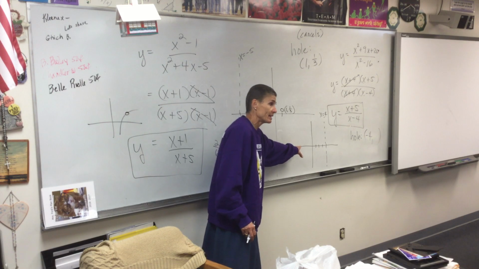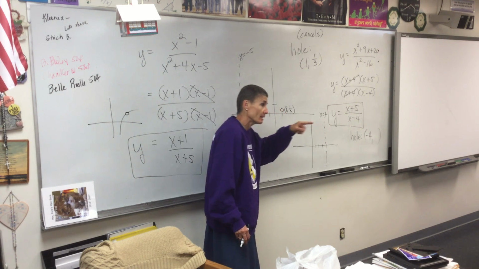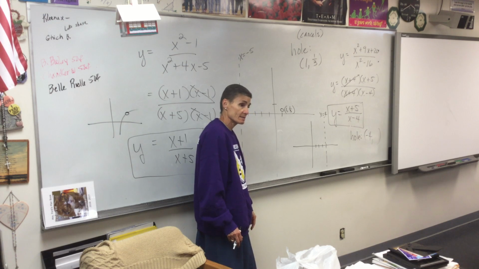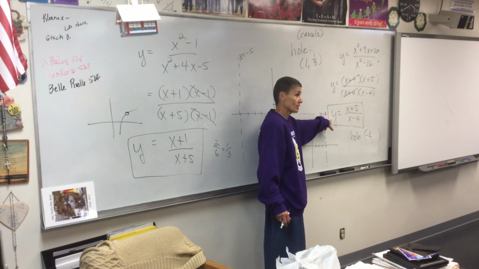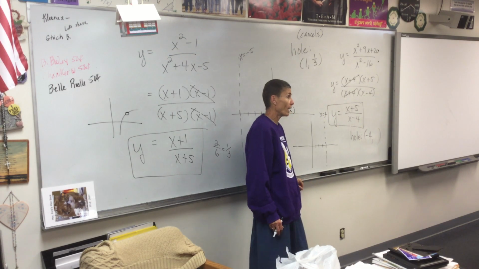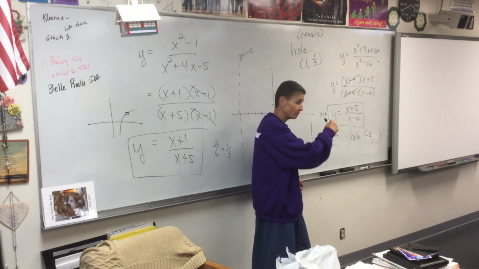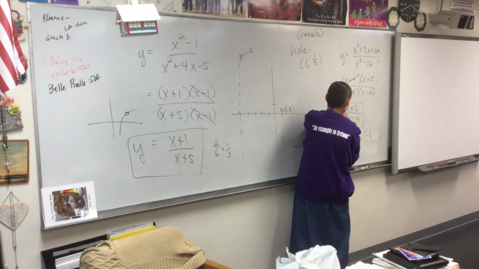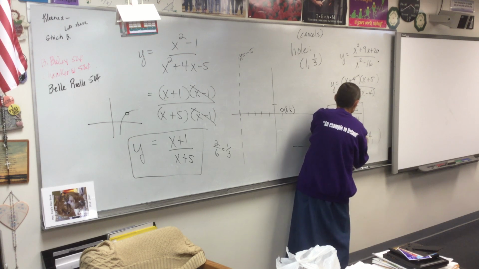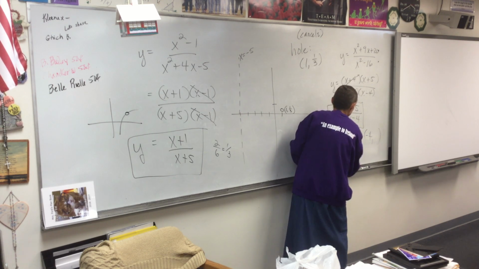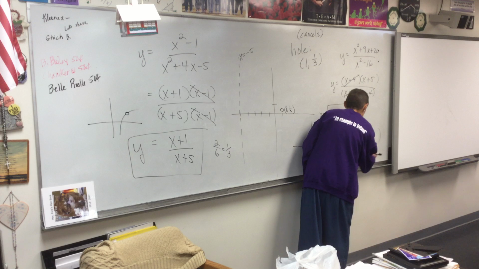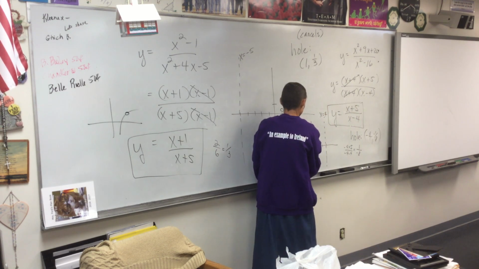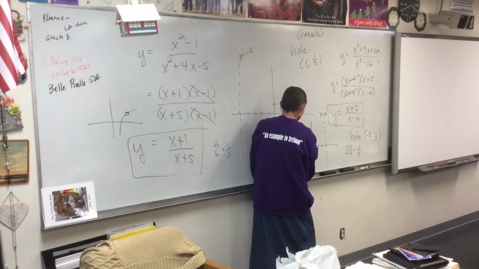And I'm supposed to plot it. But I can't plot it until I figure out what the y is. Right? So this is my equation. How am I gonna figure out what my y is? Plug in -4. So I have -4 plus 5, which is what? 1. And I have -4 minus 4, which is -8. So my open circle is at (-4, -1/8).